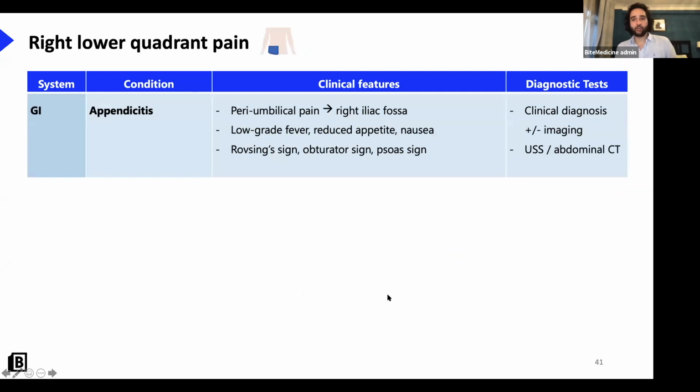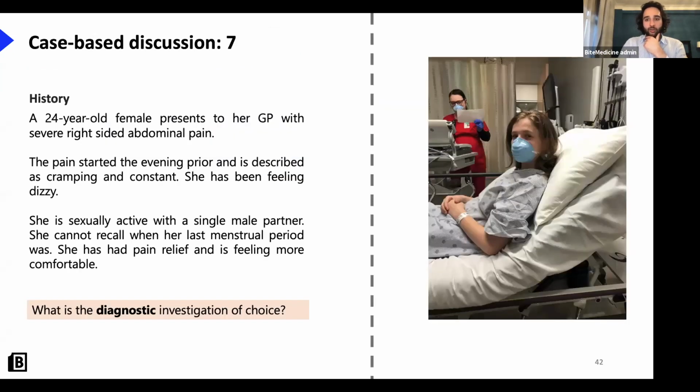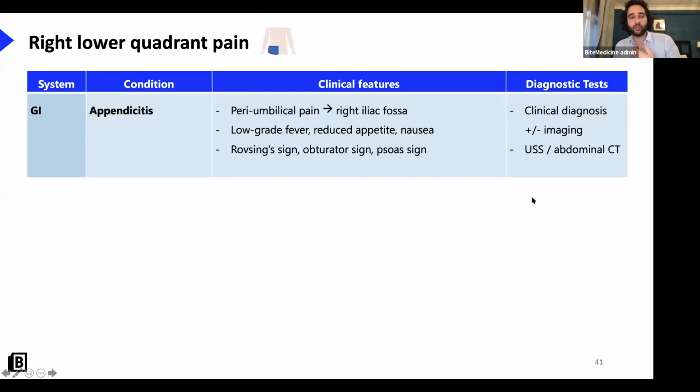Okay, so those are a few points about appendicitis, a few signs to be aware of as well. Hopefully you all had a read of that. We still call appendicitis a clinical diagnosis, but the most recent NICE evidence does say imaging significantly reduces your false positive appendicitis diagnosis.